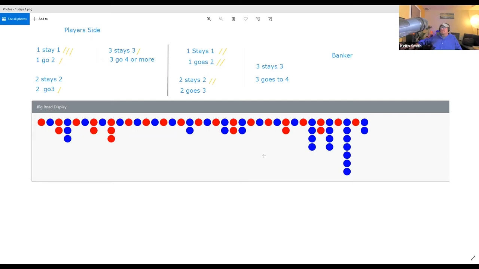So now we're at the point where we've got 7, 8, 9, 10, 11. We're at the 12th hand. We're starting to have some information that we ought to be looking at. That's right. The most topical of which is the one stays one on player. Right here.